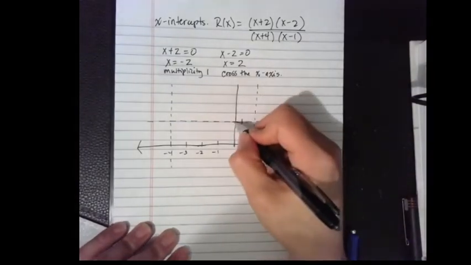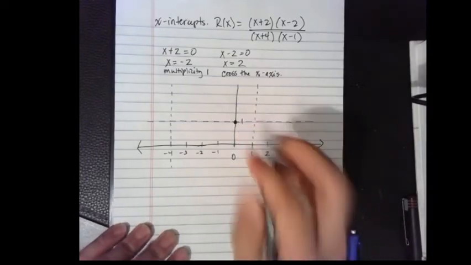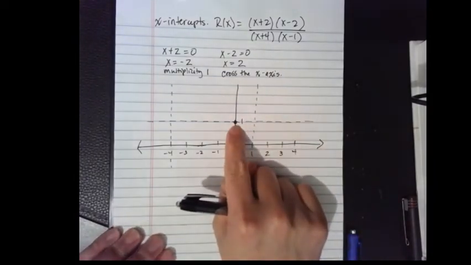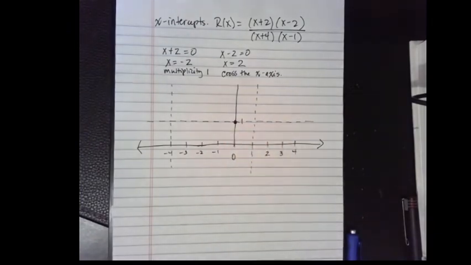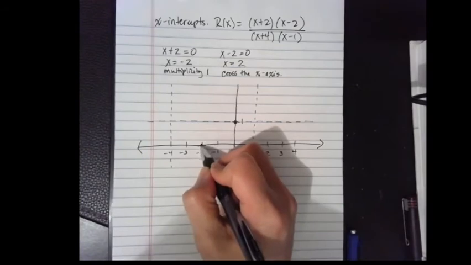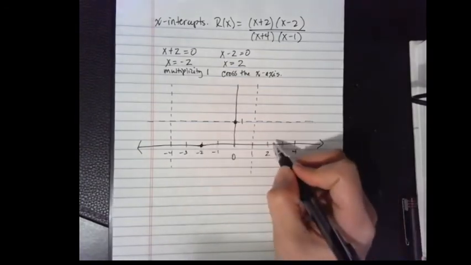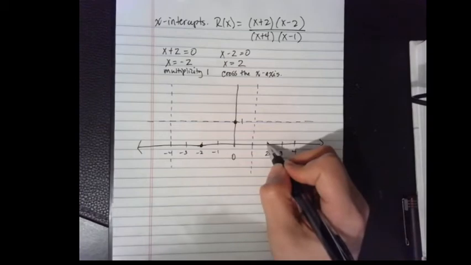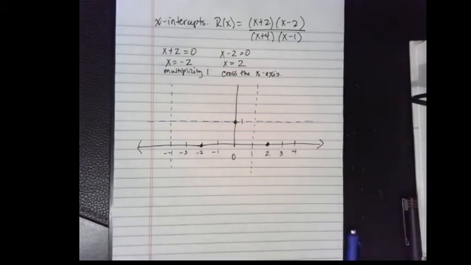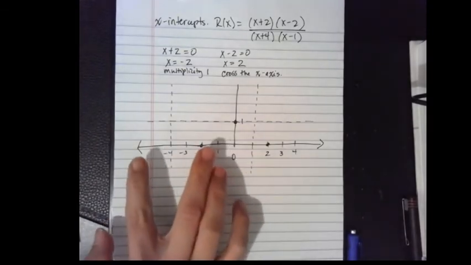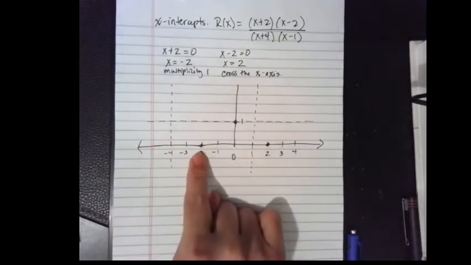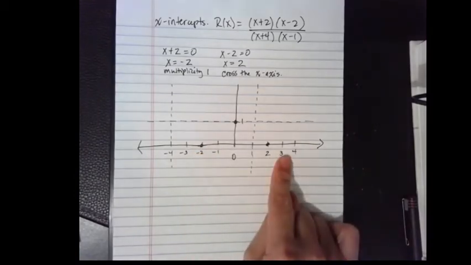Okay, we found the y-intercept, which is also where we're crossing our horizontal asymptote, to be (0, 1). And I also have x-intercepts at negative 2 and positive 2. Okay, so now we want to pick test points, about 4 of them. We really just want to see what's going on on this side of this asymptote, on this side of this asymptote, and then on this side of this asymptote.